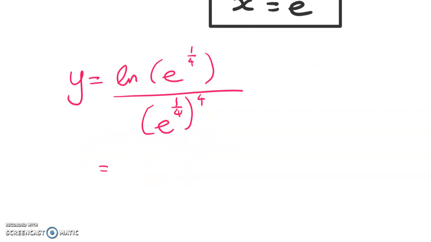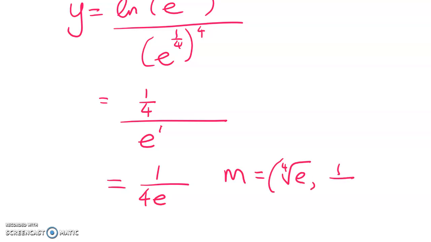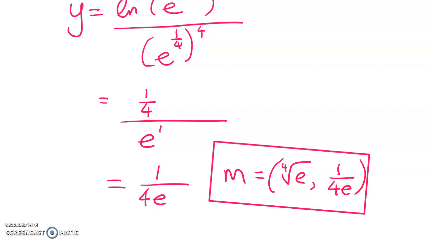Right, so the natural log of e to the 1/4 is 1/4 divided by e to the power of 1, which gives me a final very nice answer of 1 over 4e. So point M is equal to this. You don't have to write it like that, but it looks nice, so there you go. So that's the first bit.